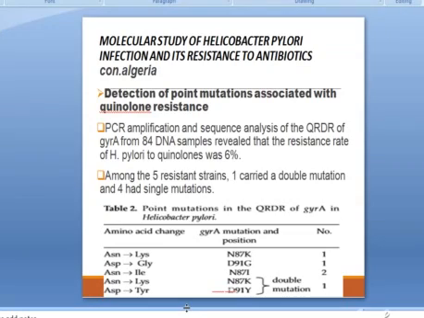Detection of point mutations associated with quinolone resistance. PCR amplification and sequence analysis of the quinolone resistance-determining region of the gyrase A gene from 84 DNA samples revealed that the resistance rate of H. pylori to quinolone was 6%. Table 2 below shows that among the 5 resistant strains, 1 carried a double mutation while the remaining 4 had a single mutation.